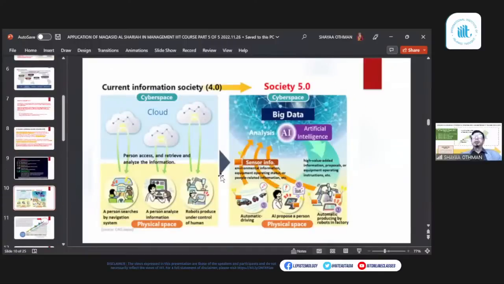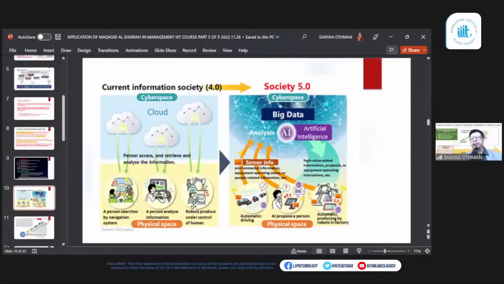What is the difference from the current Society 4? Society 4 is basically what they call the information society. You can see that we are looking into cloud information here. We get too much information, and we forget how to analyze it. Too much data, too much information, and we are engrossed in information.